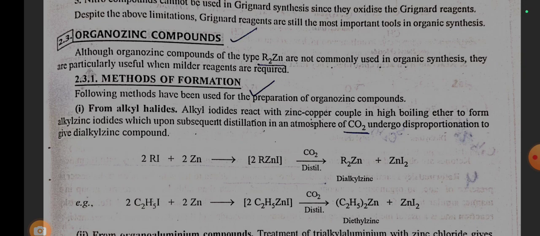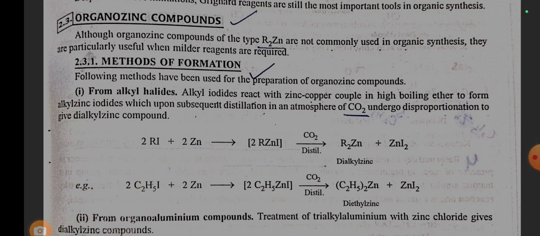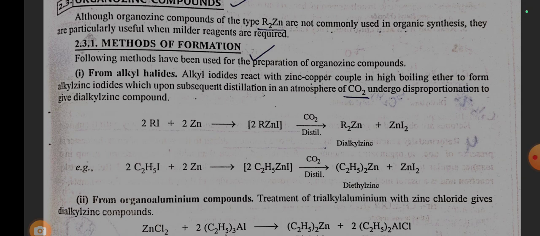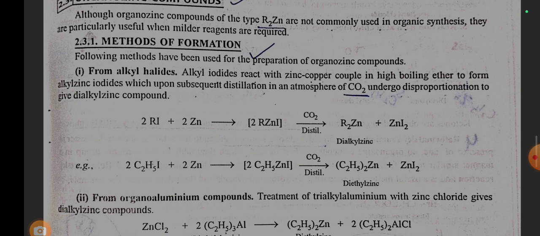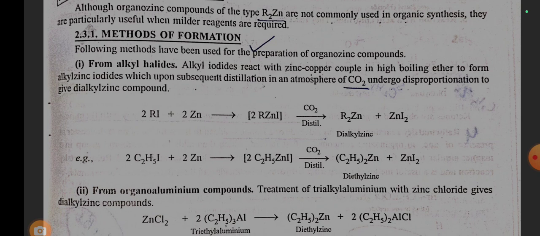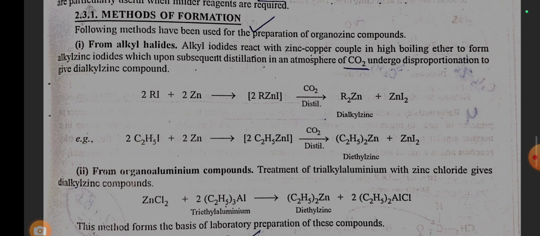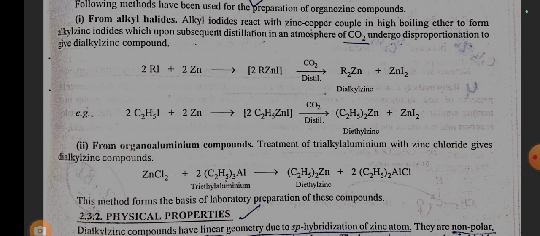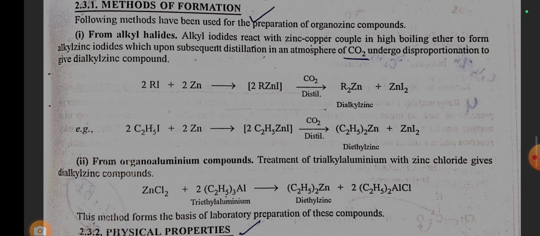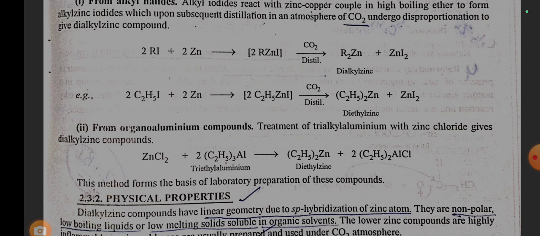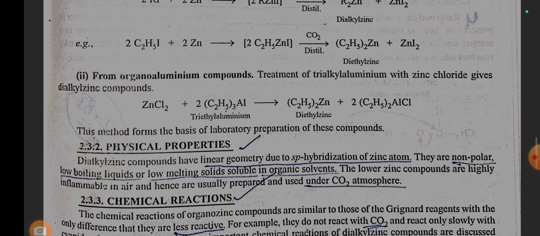Organozinc compounds. Although organozinc compounds of the type R2Zn are not commonly used in organic synthesis, they are particularly useful when milder reagents are required. Method of formation. The following methods have been used for the preparation of organozinc compounds. 1. From alkyl halides. Alkyl iodides react with zinc-copper couple in high boiling point ether to form alkyl zinc iodides, which upon subsequent distillation in an atmosphere of CO2 undergo disproportionation to give dialkyl zinc compounds. 2RI plus 2Zn gives 2RZnI, which on distillation gives R2Zn plus ZnI2.